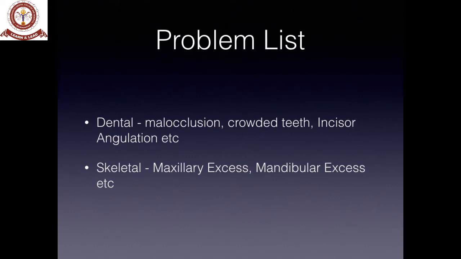First, we need to understand the problem list. When we see the patient, we get the patient records, in the sense the chief complaint, how the patient looks. We also get the photographs, the dental models, all these things. And then to add on to the diagnosis, we have something called the problem list. In the sense, you list down all the possible problems the patient has.